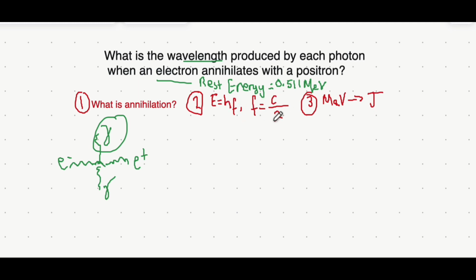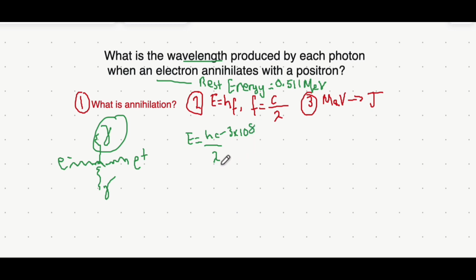Replacing frequency with speed over wavelength, we have energy equals h multiplied by speed over wavelength. Now, h is a constant, Planck's constant, which is given to you in an exam. C, well, because we're talking about a photon, we know it travels at the speed of light, which is 3 times 10 to the power of 8.